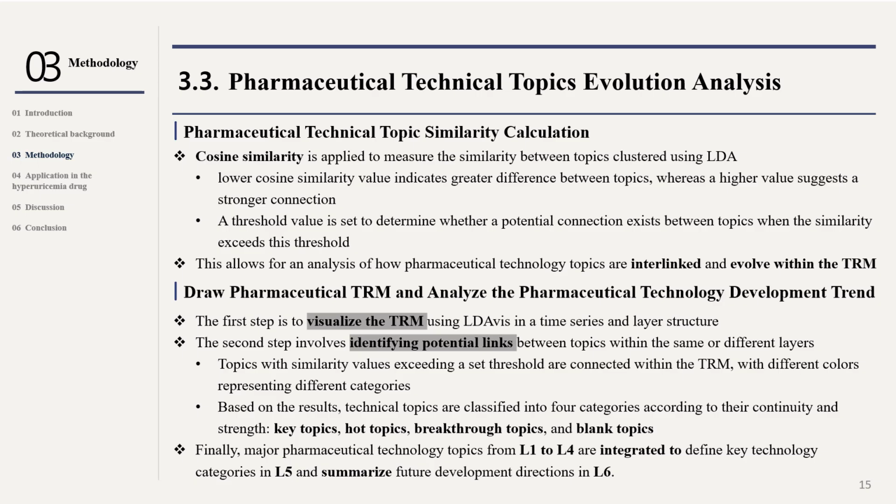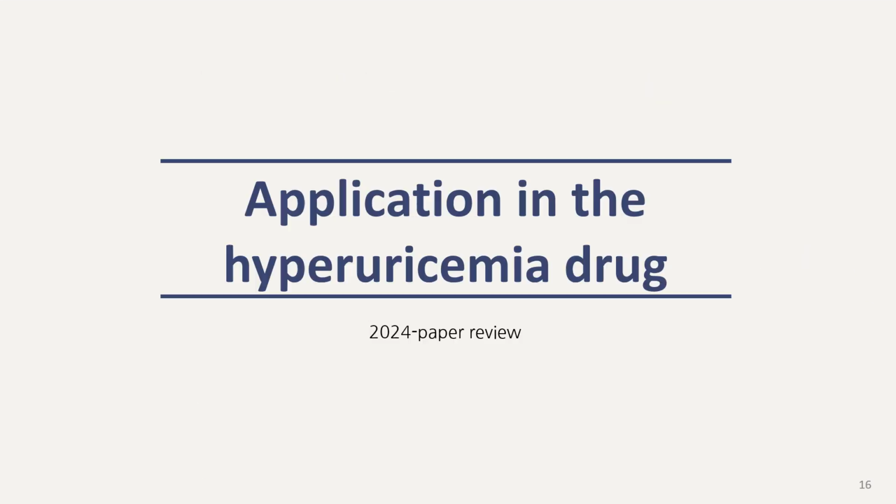Based on the results, technical topics are classified into 4 categories according to continuity and strength: key topics, hot topics, breakthrough topics, and blank topics. Finally, major pharmaceutical technology topics from L1 to L4 are integrated to define key technology categories in L5. Also, we summarize the future development direction in L6.